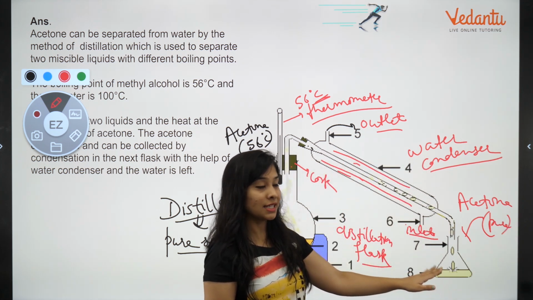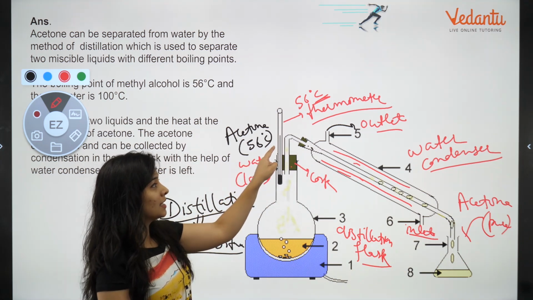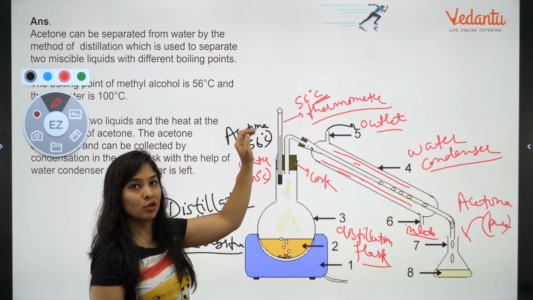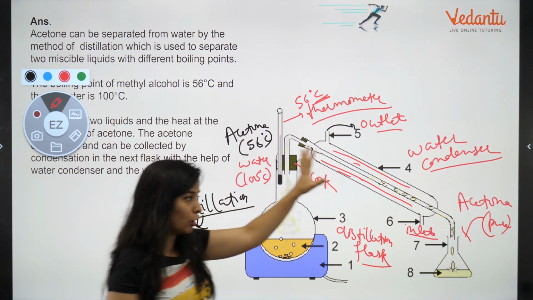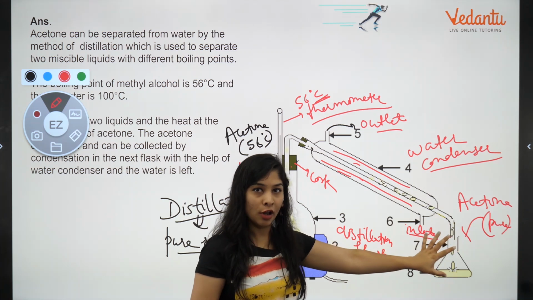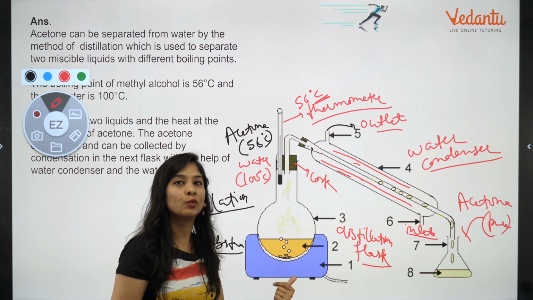कब तक, कैसे पता चलेगा कि सारा का सारा acetone निकल गया? When this thermometer suddenly increases the temperature. Suppose suddenly 56 and now it's 60 and increasing. Means whole of the acetone is boiled off already. Now temperature is rising because now it is giving heat to this water.